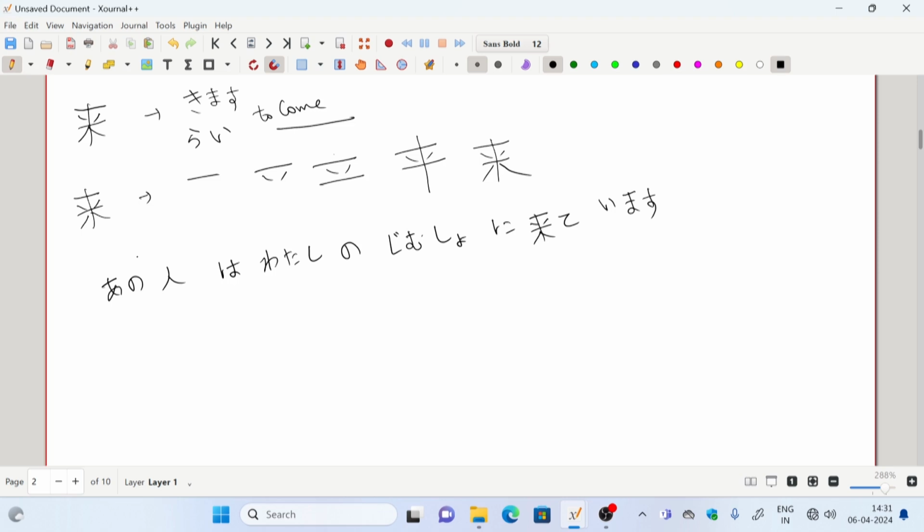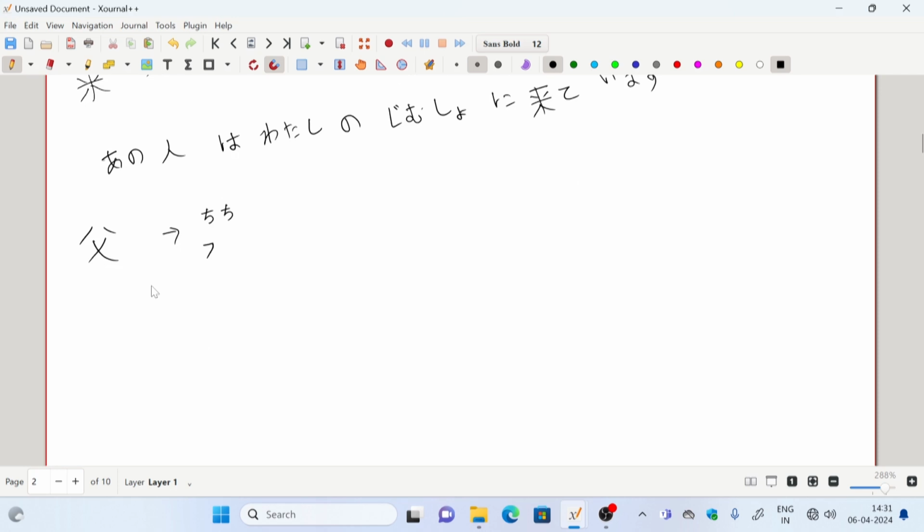Okay. Next we will learn kanji for father, and that is chichi. Chichi is called father in Japanese. Another reading for father is fu. So let's learn the stroke order. It's very easy. First, second, third and then fourth, and this is chichi.